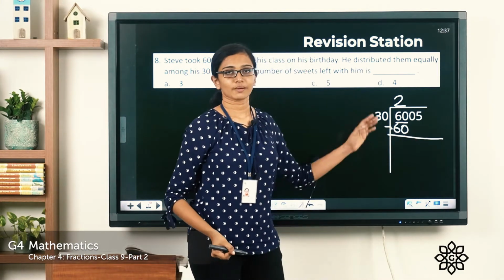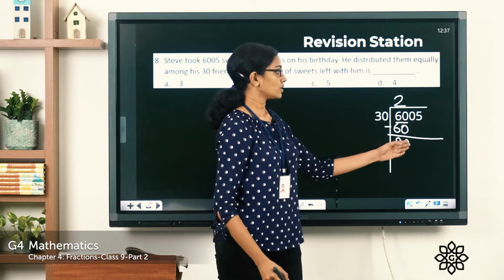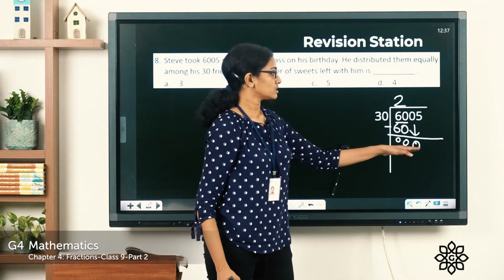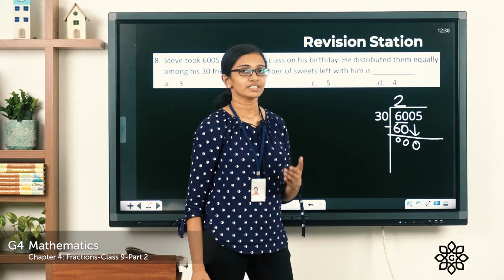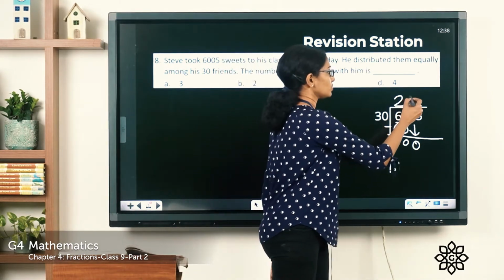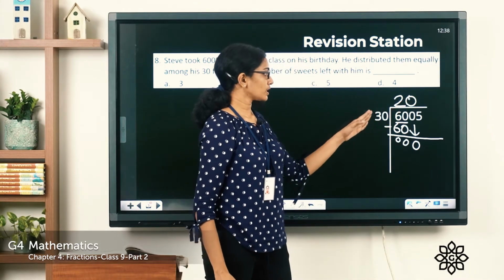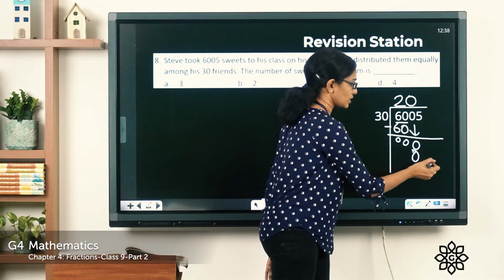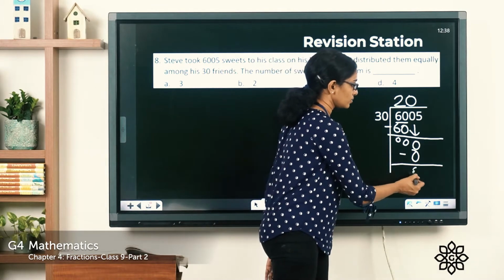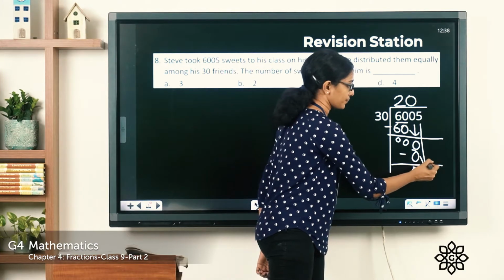The next step is to subtract the numbers. 60 minus 60 is equal to 0. Now let's bring down the next digit, which is 0. Now 0 divided by this 30. 0 divided by any number is equal to 0 itself. So 0 divided by 30 is 0. Let's write the quotient here. Now 0 into this 30 is equal to 0 itself. Now subtracting these two numbers gives you 0 minus 0, 0 itself. Bringing down the next digit, which is 5.